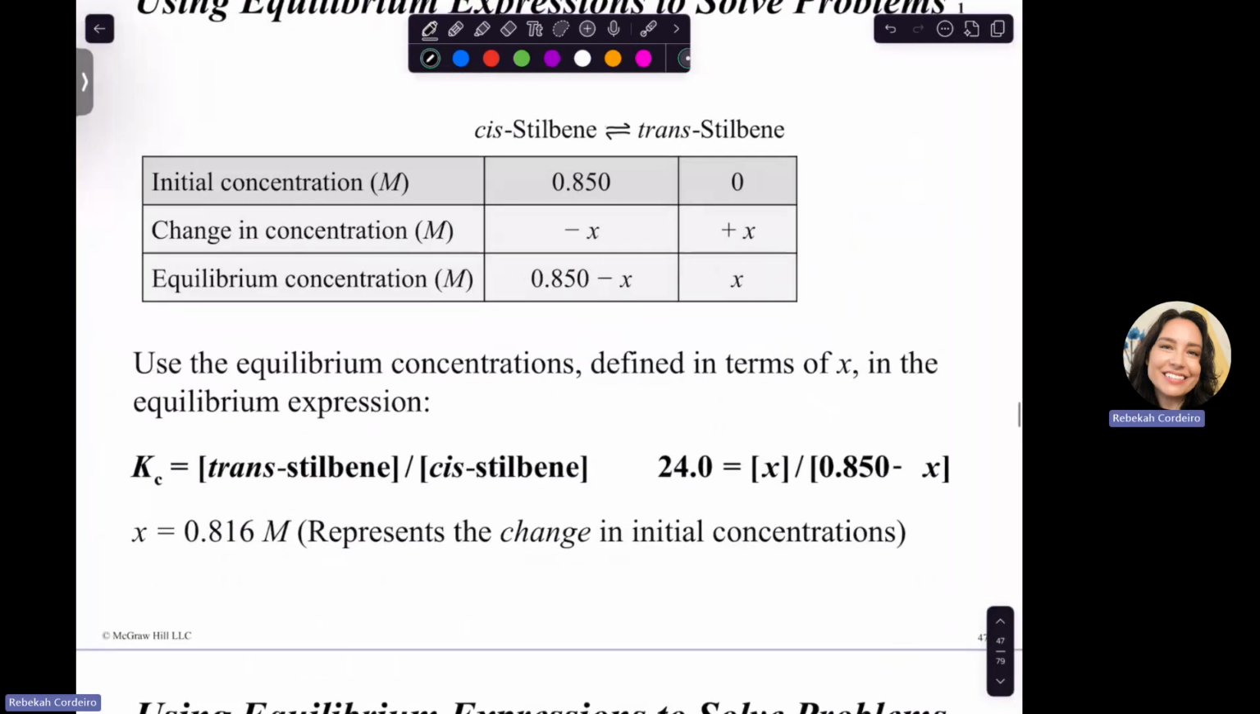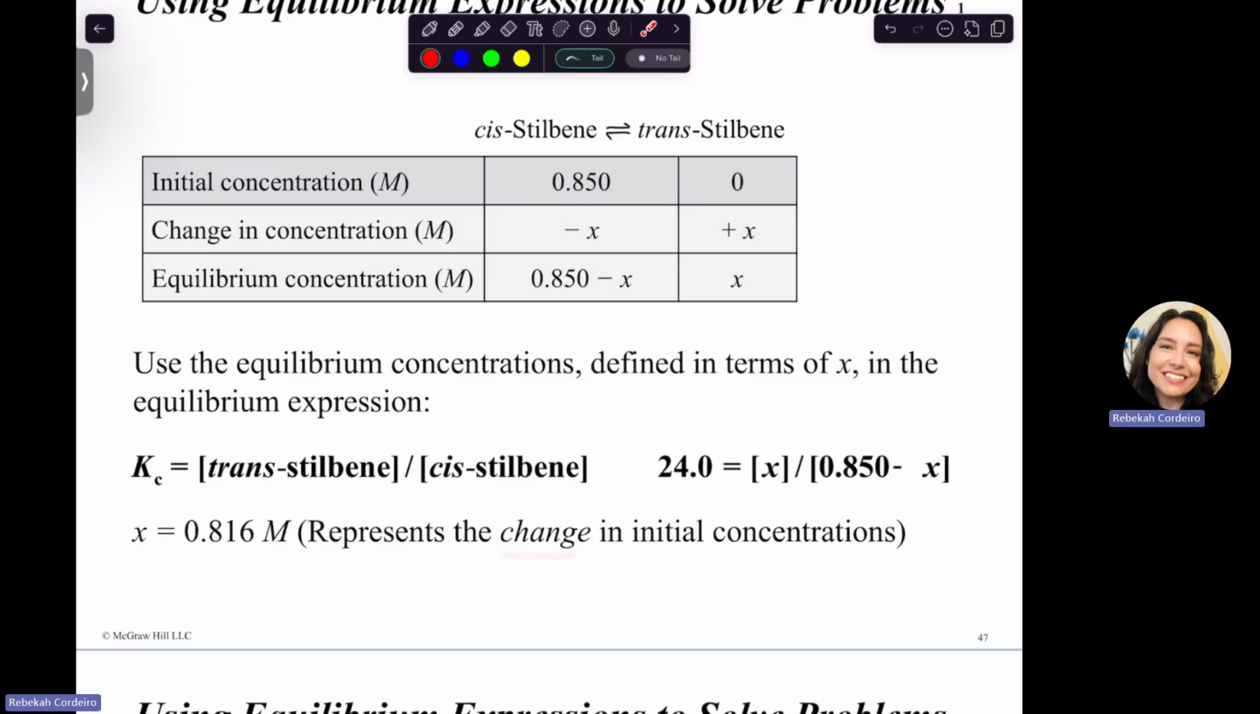So our equilibrium expression would be products over reactant, and we know the value of that, and then we know our products and our reactants at equilibrium, and so we can just plug that in. If we solve for X, we get this value. But X, remember, is just the change. It's not necessarily the answer. So we have to apply the X now to the answer.